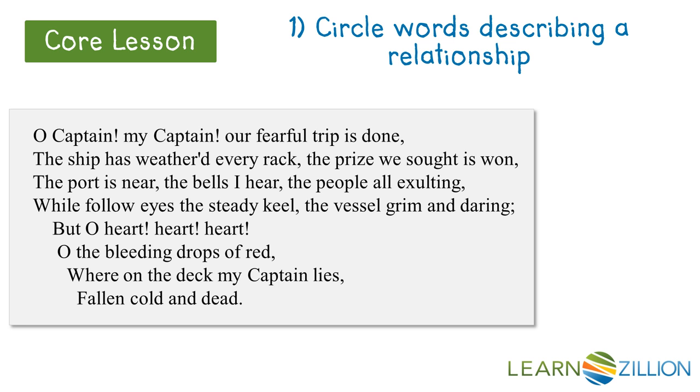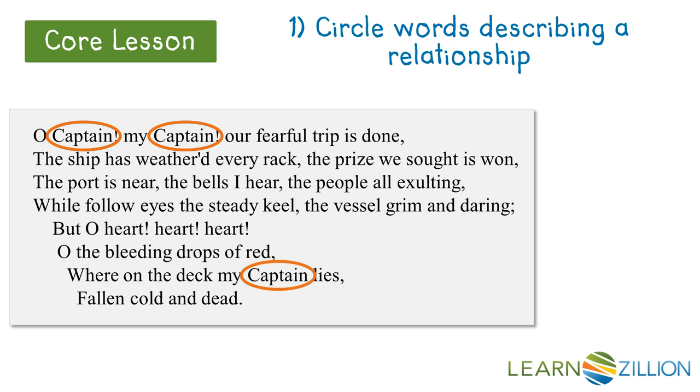Let's start with the first stanza of our text. Let's skim the text for words that describe a relationship. In the first line, I see the word captain. We know from the use of this word that the narrator is part of a crew on a ship and that he is speaking to his captain. So we need to circle those words. Let's see. Farther down in the 7th line, I see the word captain again.